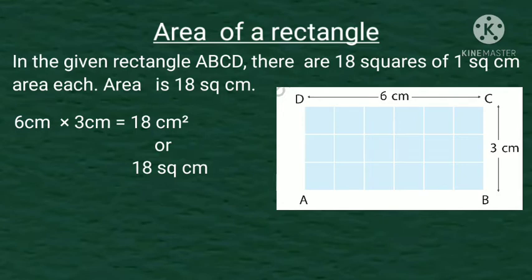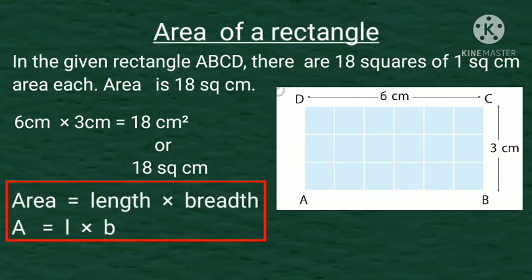So, the formula to find the area of a rectangle is area is equal to length into breadth, that is L into B. We use this formula to find the area of rectangles. Listen. Here A is the area, L is the length and B is the breadth. That is A is equal to L into B.